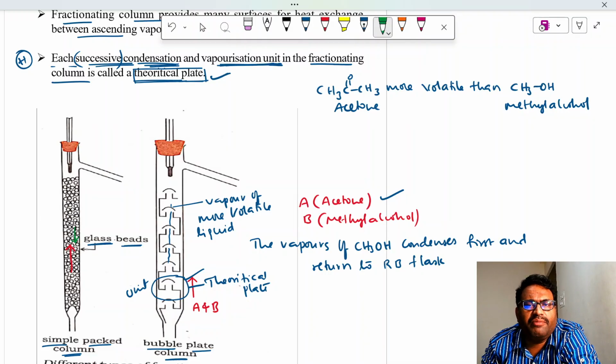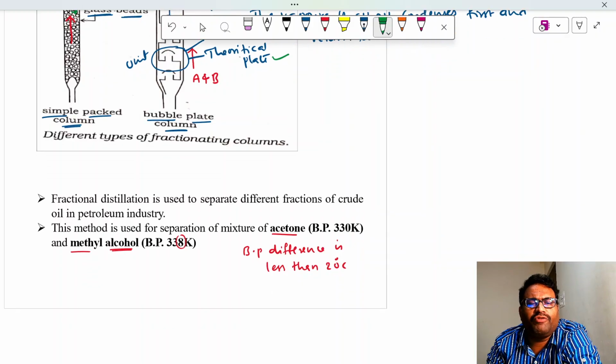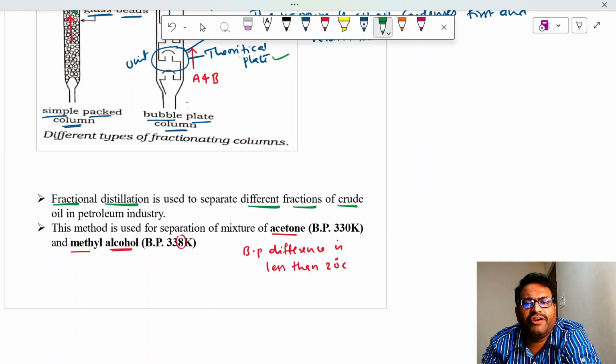And there are many different units in this fractionating column. Each unit is called a theoretical plate, where one condensation and one vaporization occurs, right? So the best example we have seen already. What is that? Methyl alcohol and acetone, whose boiling point difference is less, can be separated by fractional distillation. And fractional distillation is more widely used to separate different fractions of crude oil in the petroleum industry.